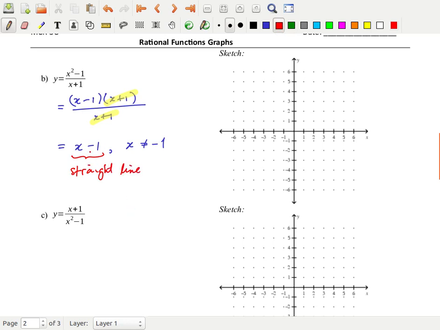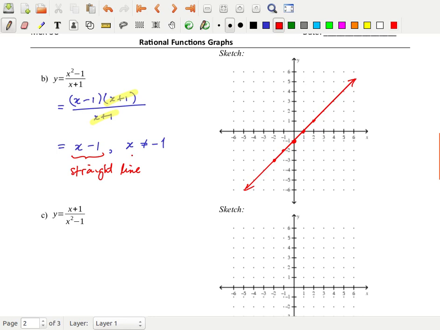So what is the straight line y equals x minus 1? Well, that has a y-intercept at -1. It has a slope of 1. So over 1, up 1, over 1, up 1. Or we could go down 1, left 1, down 1, left 1. And if I join those with a smooth line, I get something that looks like that. Arrows to show that it continues indefinitely.